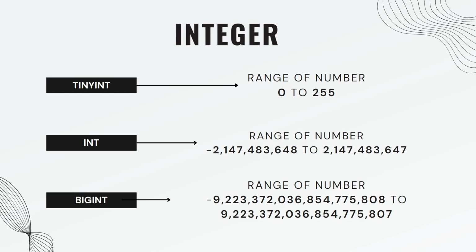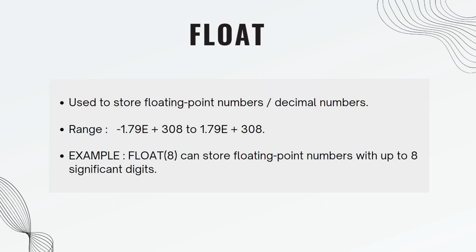INT. This data type is used to store whole numbers without any decimal places. The range is shown here in the display. Now, let's look at BIGINT. Similar to integer but with a larger range, it typically ranges from this range to this range as shown in the display. Now let's look at the float data type.